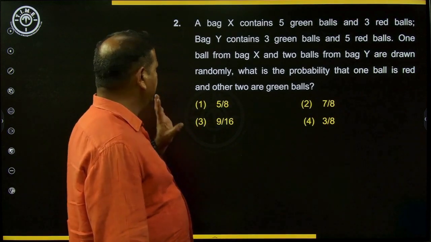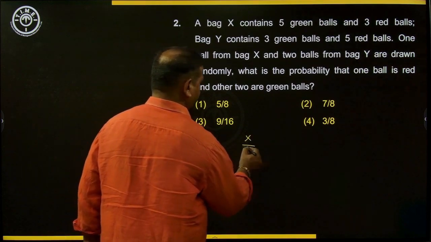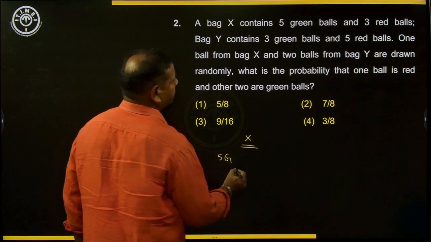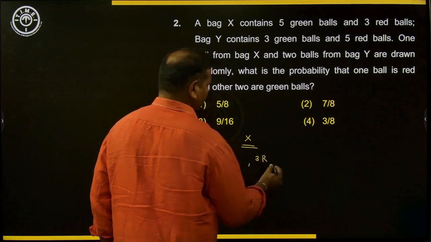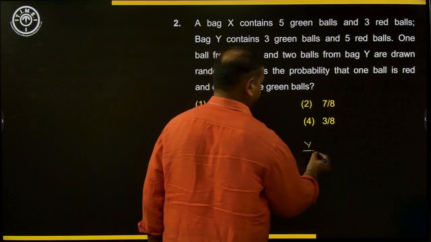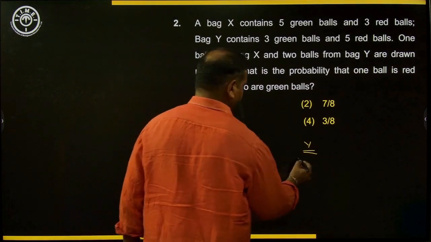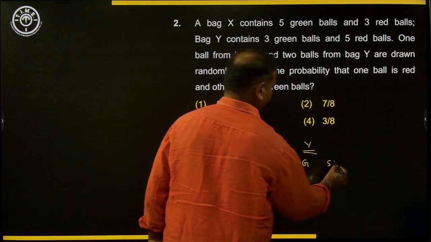Okay, first let us analyze the data. Look, bag X contains 5 green balls, 3 red balls. Bag Y contains 3 green, 5 red.